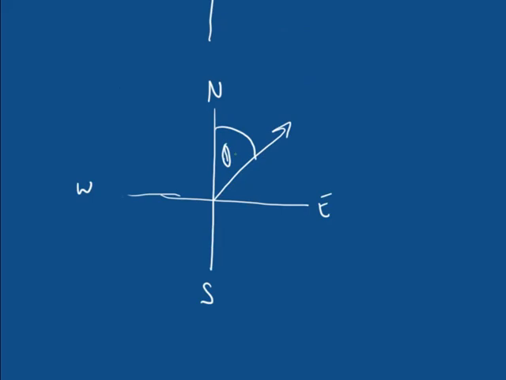We could take our bearing, which is a number, and we could take our speed, which is also a number, collect them together, and we'd have a vector. It's a collection of two numbers. But this is a little bit like a point on a circle.